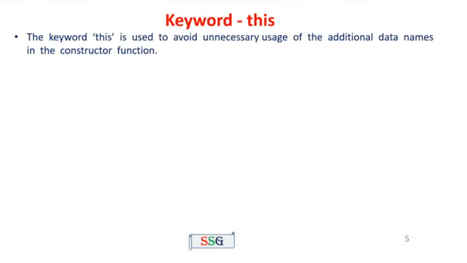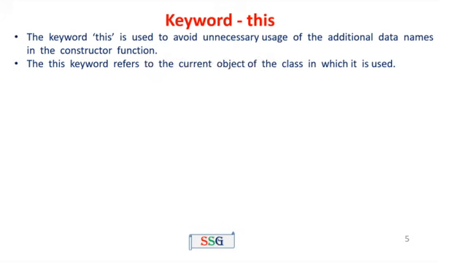Next one, keyword this. The keyword this is an important keyword in Java. The keyword this is used to avoid the unnecessary usage of additional data names in the constructor function. In the previous program, inside the class we declared the two variables name and calls. But inside the constructor function we additionally defined two variables S and C, for string S and for integer C. So we are using additional variable names for the constructor. To avoid this, we use the keyword this. This keyword refers to the current object of the class in which it is used.